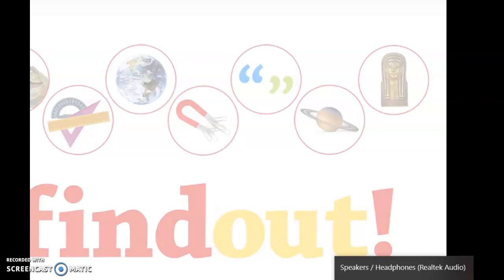This simulation is going to run, and I want you to notice and observe what's happening and try to figure out how we get day and night. So what is the relationship between the sun and the earth?